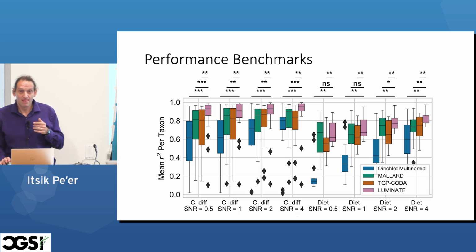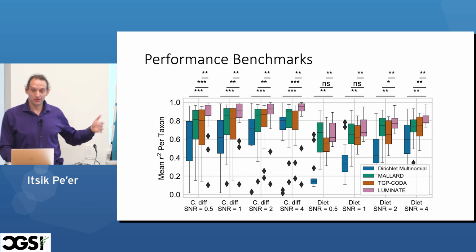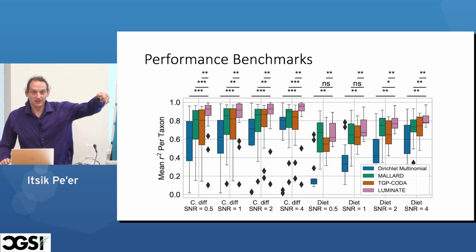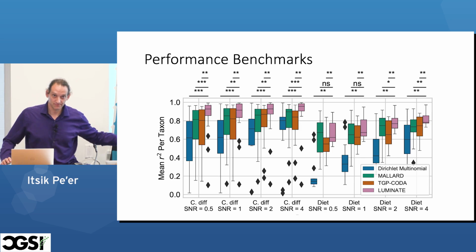What is the vertical axis? The vertical axis is R squared, so correlation between the estimated trajectory and the actual ground truth. Okay?